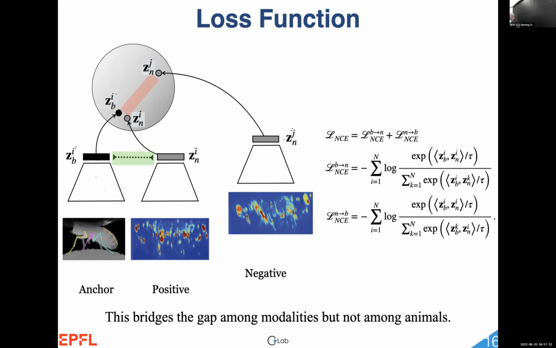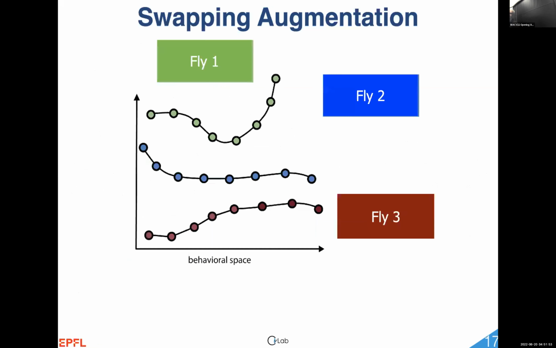And if you just do that, what you're going to do is bridge the gap among modalities, so between video and calcium imaging, but you will not bridge the gap between animals because it will use the identity of the animals in the Z vector. The trick here to make it be identity agnostic is to do what I'm calling here a swapping implementation at training time.